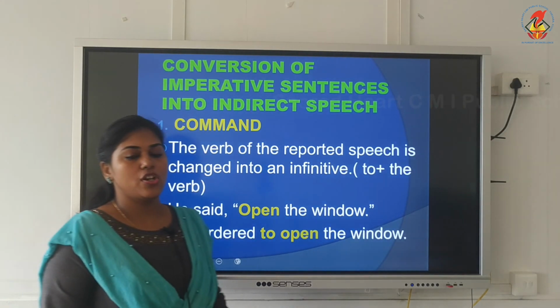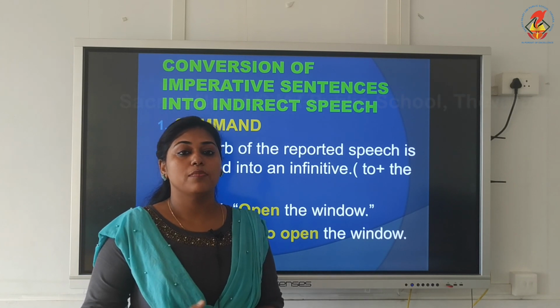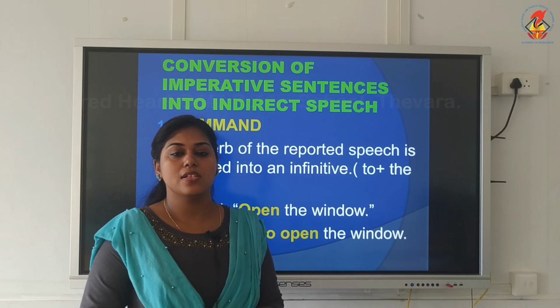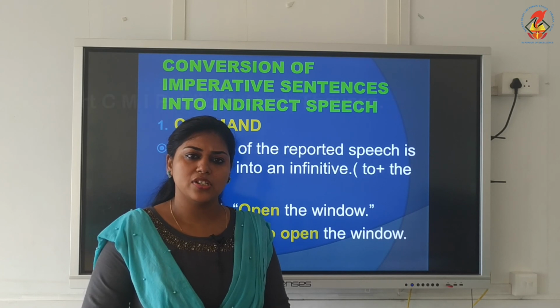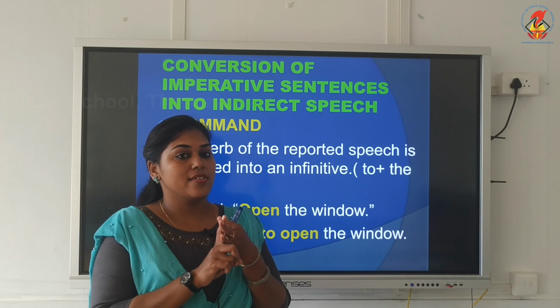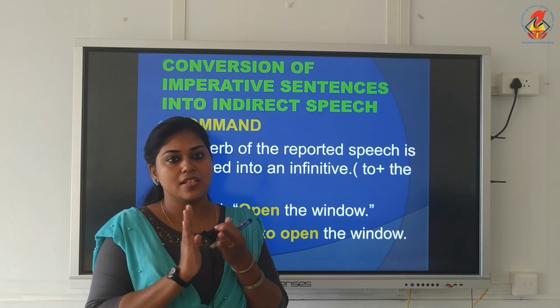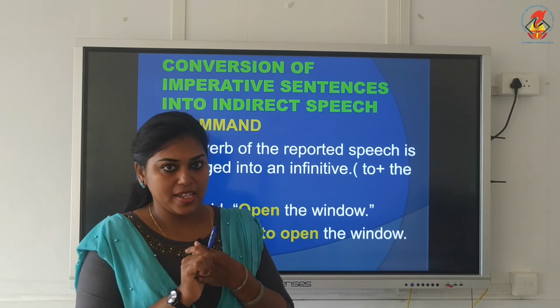Next is conversion of imperative sentences. Hope you remember that. What do you mean by imperative sentence? Which all will come under imperative sentences, children? Yes, command or order, advice or suggestion, request, right? These are the different categories that will come under imperative sentences.